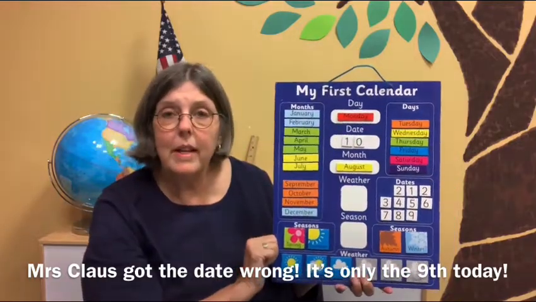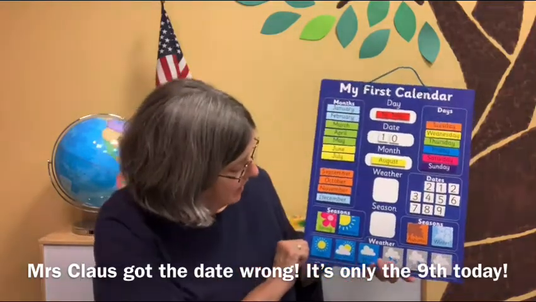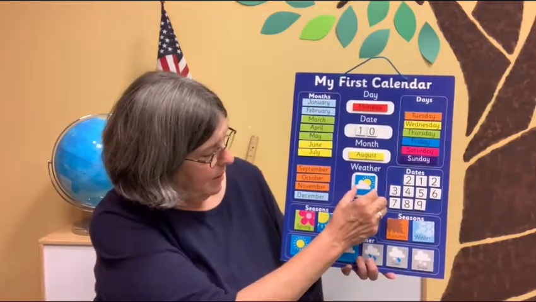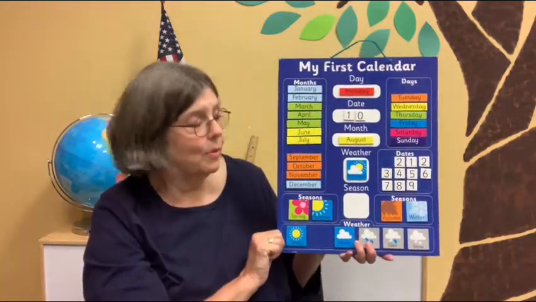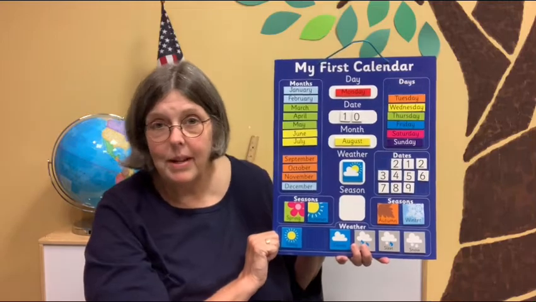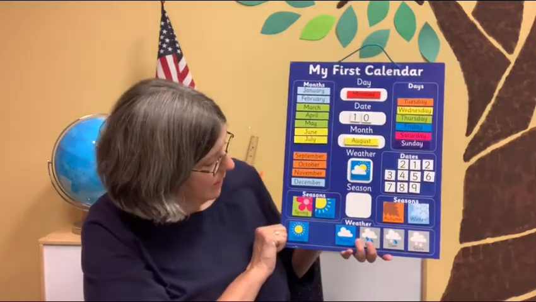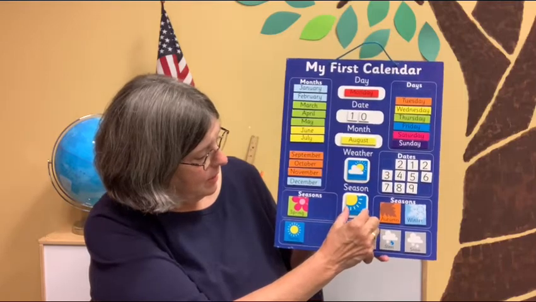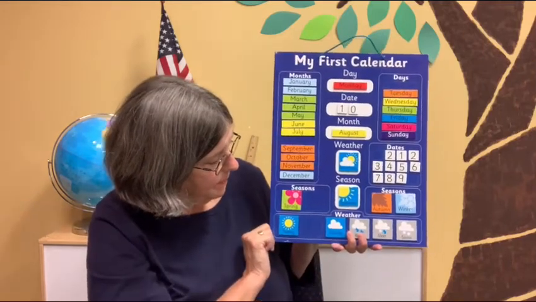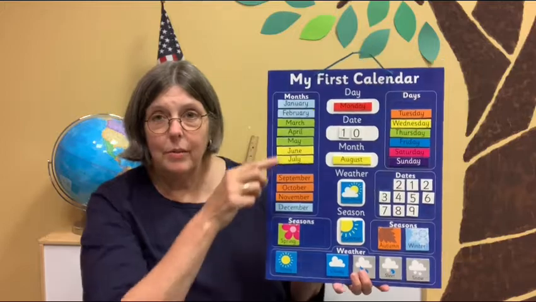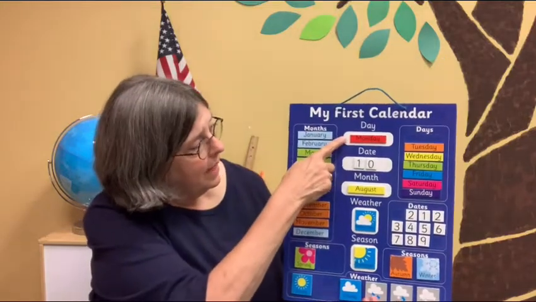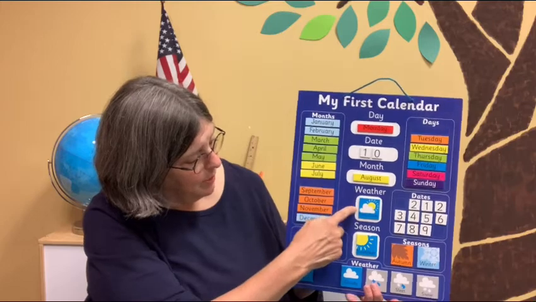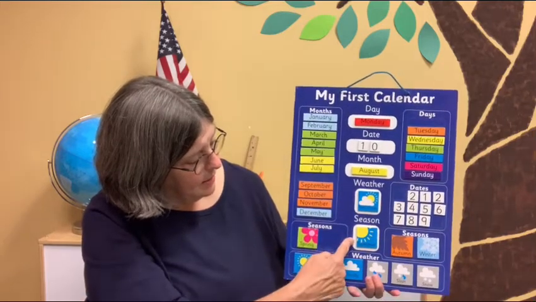And what's the weather like? Well, today when I came in, it was partly cloudy, so the sun was peeking out, but sometimes there were clouds over. Last night we had a storm, but today is pretty nice. And right now, the summer is the season. So now we know the day of the week, Monday, and the date and the month, what the weather's like, and what season it is.